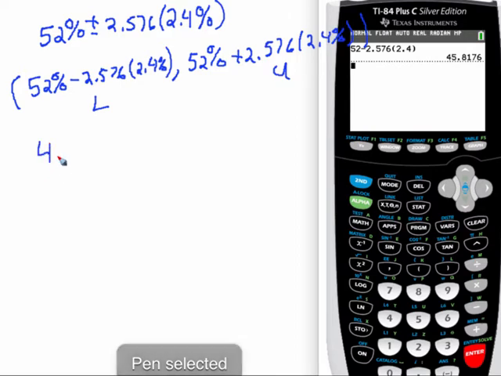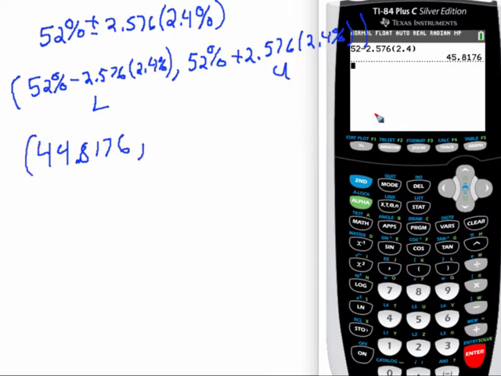So that's 45.8176. Okay, that's out 4 places. We don't have to take it out that far, but we'll do that for just the moment. Okay, we'll round off here in a minute to get the proper number of decimal places that they were looking for, but we'll do it like that for now. Okay, and then now we got to get the upper number, which is going to be, well, that's 52 plus 2.576 times 2.4. We hit enter, and that gets us 58.1824.